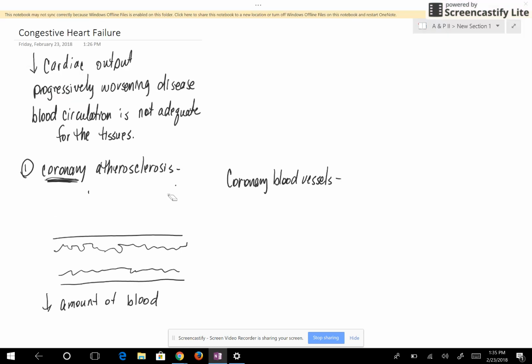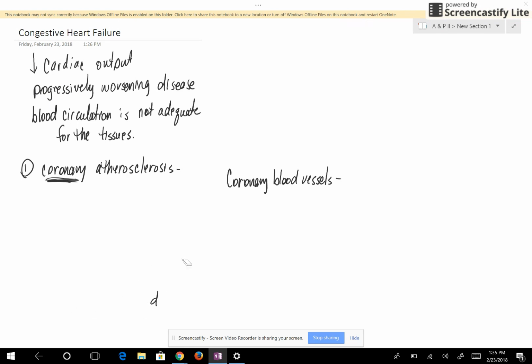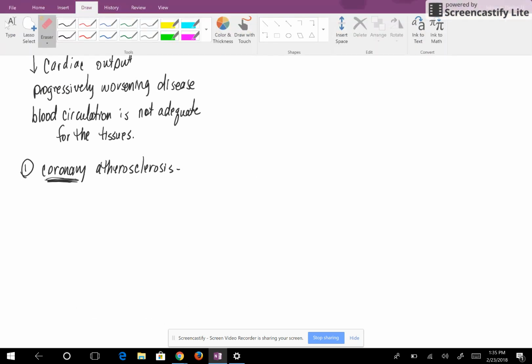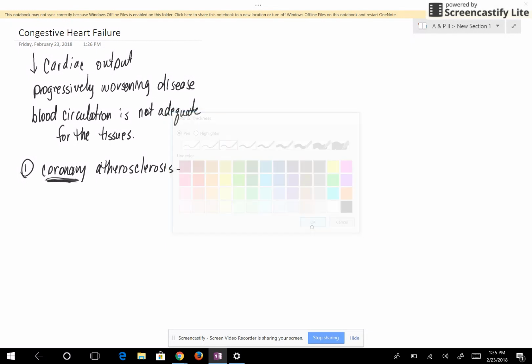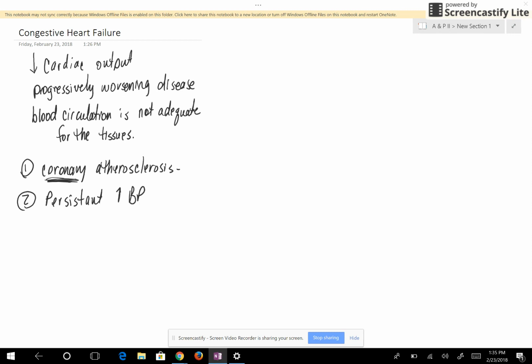Okay, let's look at number 2. Number 2 is persistent high blood pressure. Remember that the blood pressure measures the force the left ventricle must produce to open the aortic semilunar valve.